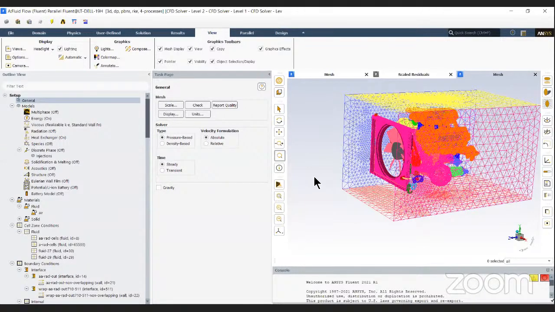For this sort of an external flow analysis, the pressure-based solver works well. And I'm going to be using a steady state analysis over here because we're just going to be looking at the flow and thermal heat transfer in the radiation. But as such, we are not looking at any transient characteristics.